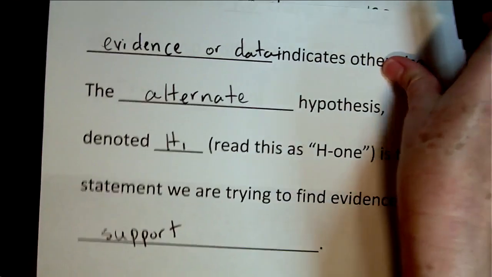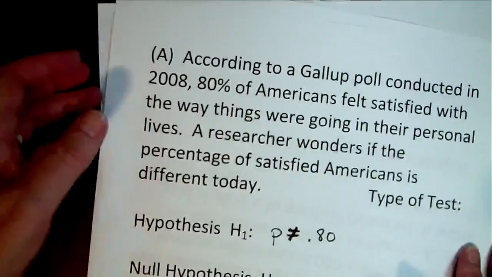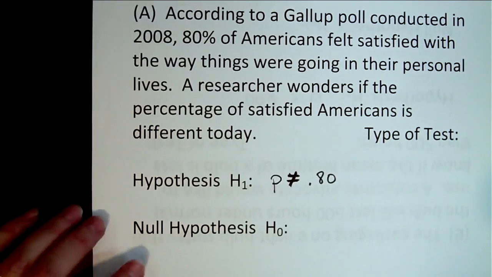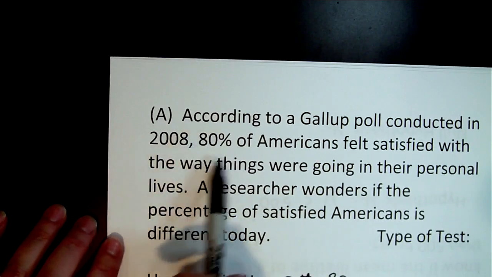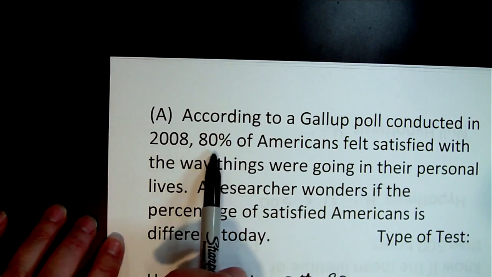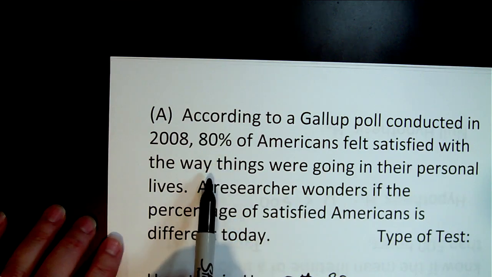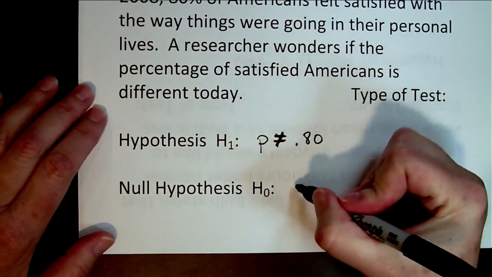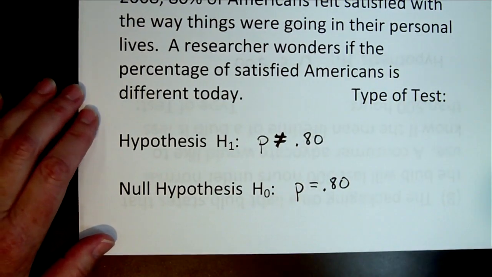All right, let's go back in and fill in the null hypotheses so we can see the difference between the null hypothesis and the alternate hypothesis. Again, the null hypothesis is a statement of no change. So in this first example, the null hypothesis would be the claim that no, 80% of Americans still feel satisfied with the way things are going in their personal lives. In other words, that there has not been a change since 2008. So the null hypothesis is the statement that P, the proportion, equals 0.8.